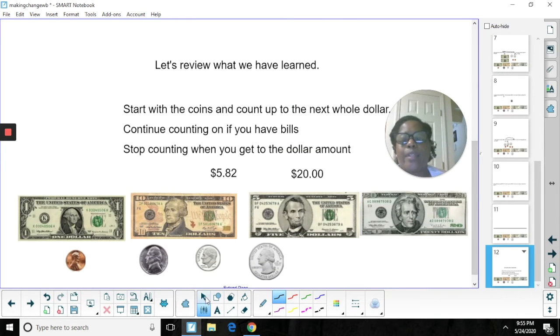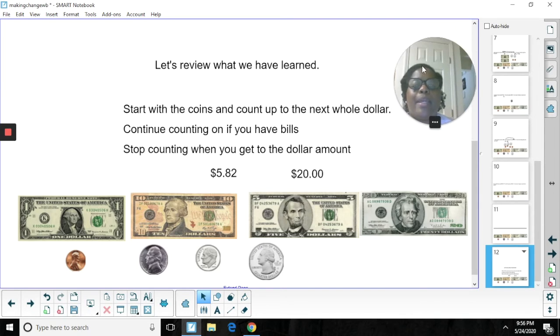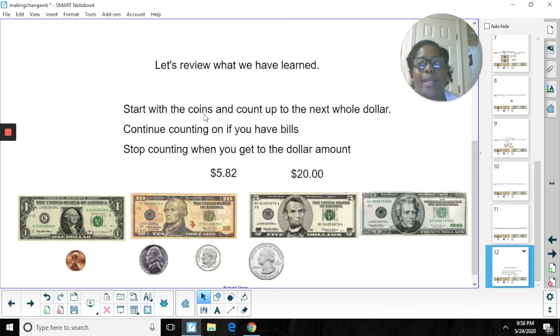And we're at the end of our lesson, and this is our review page. So let's review what we have learned, okay? Whenever you're making change, you want to start with the coins and count up to the next whole dollar. Continue counting on if you have bills, okay? Stop counting when you get to the dollar amount.